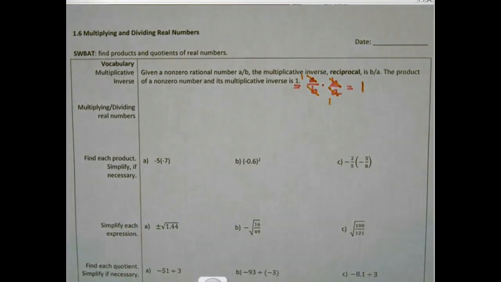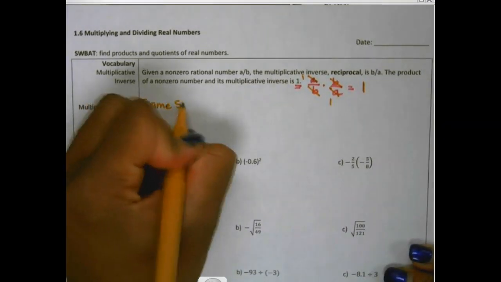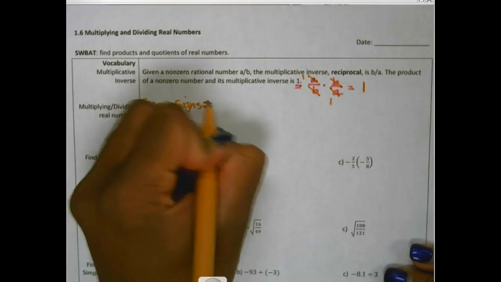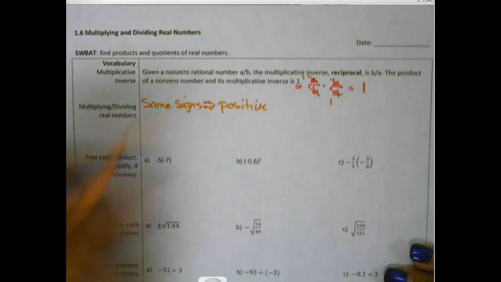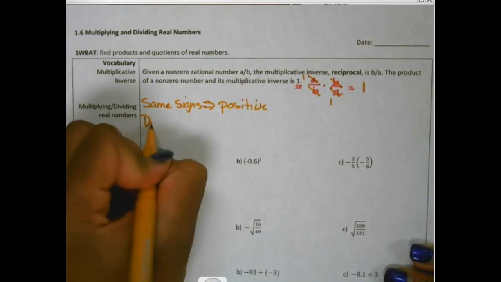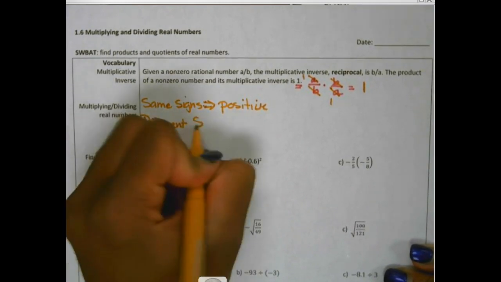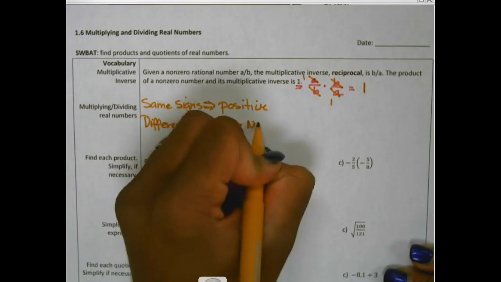Alright, so some rules for multiplying and dividing real numbers. If the signs are the same, so same signs, the result is going to be positive. If the signs are different, the result is going to be negative.